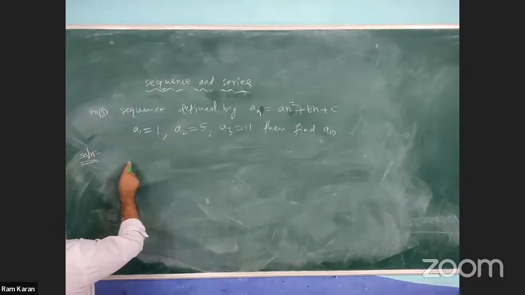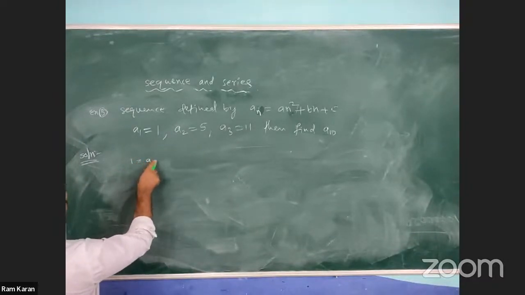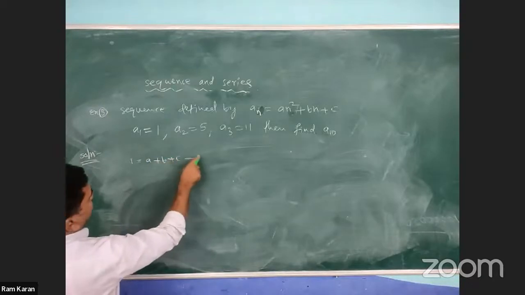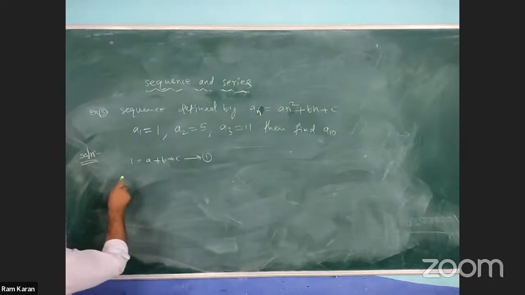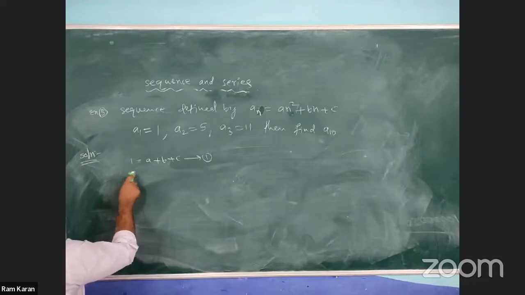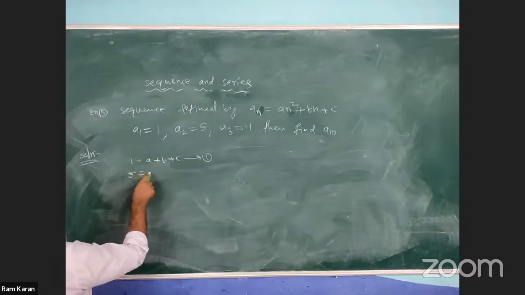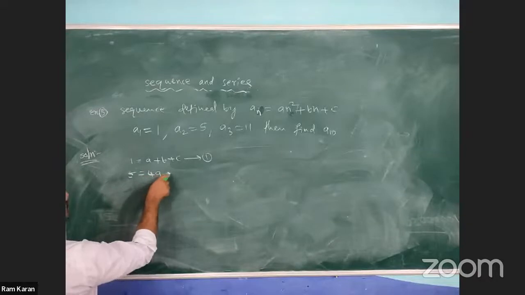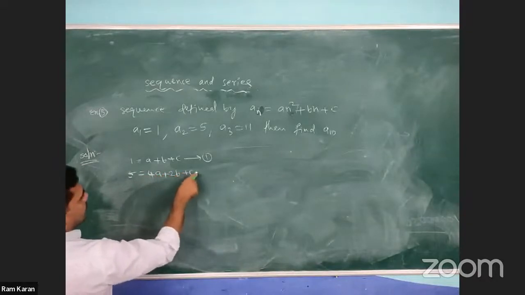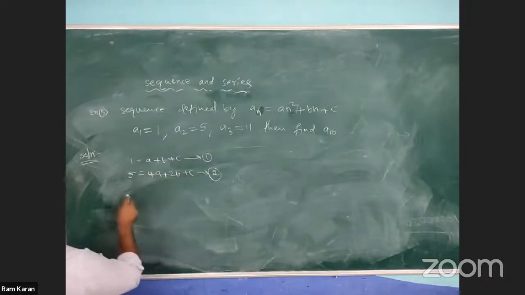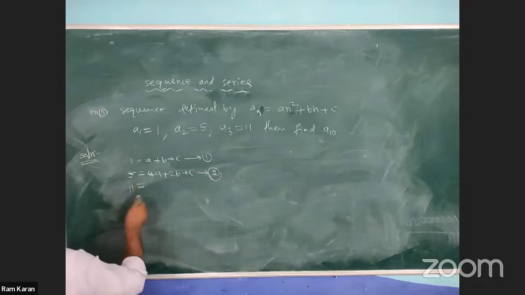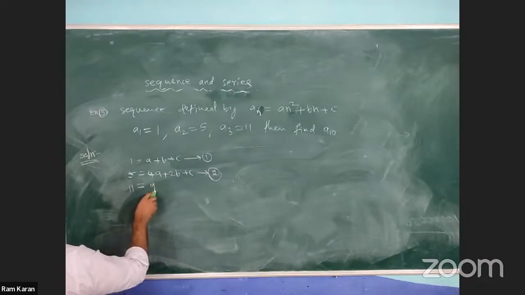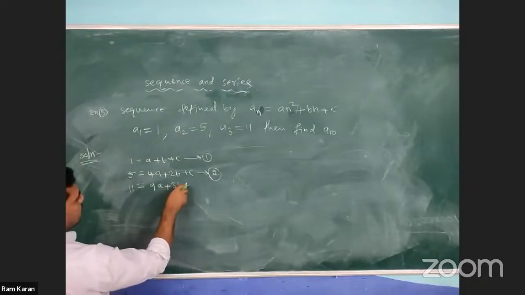Substitute 1 first. 1 is equal to a plus b plus c. First equation. Substitute 2. A2 is 5. 5 is equal to 4a plus 2b plus c. Then 11 is equal to 9a plus 3b plus c.